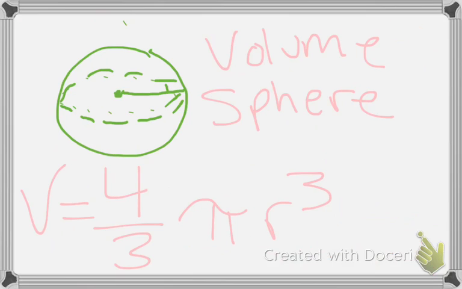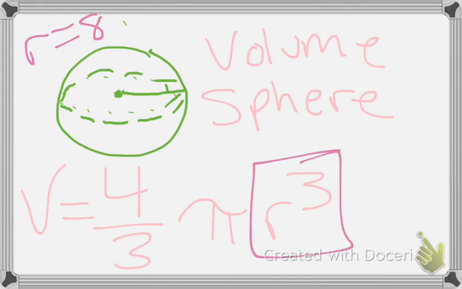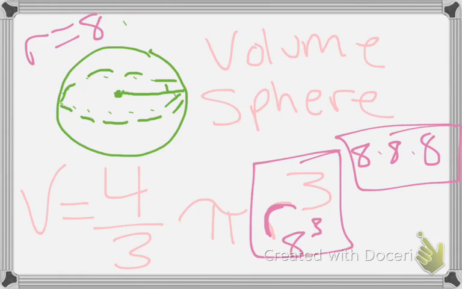On the volume of a sphere, the only thing that you have to do is find your radius. Once you find your radius, you just plug it into your equation here. So if this sphere's r is 8, all you have to do is plug in 8 for r, and you cube it. Cubing a number is 8 times 8 times 8. That's how you cube a number.